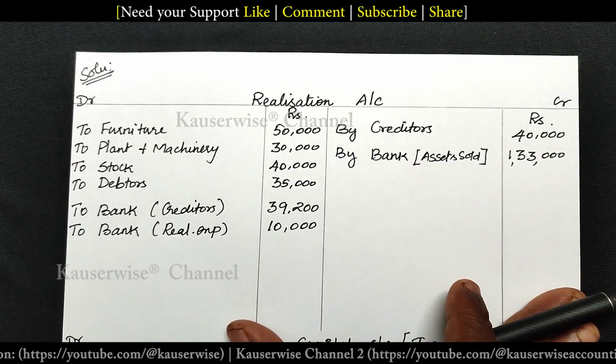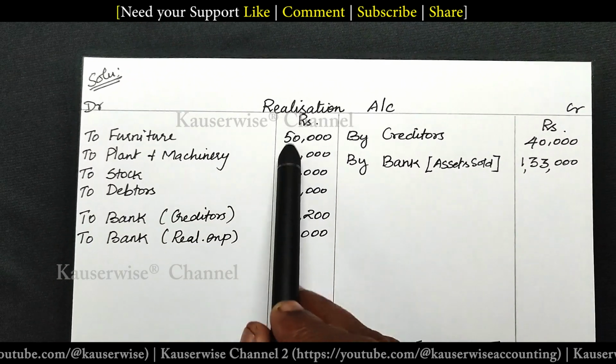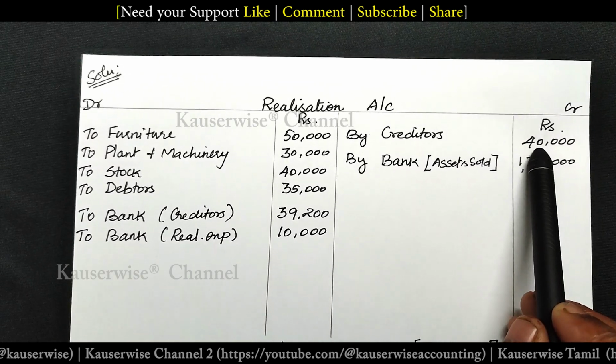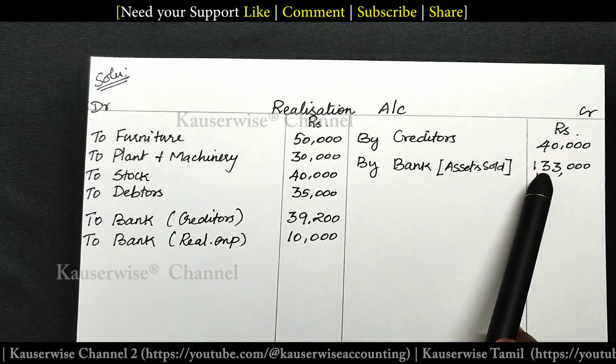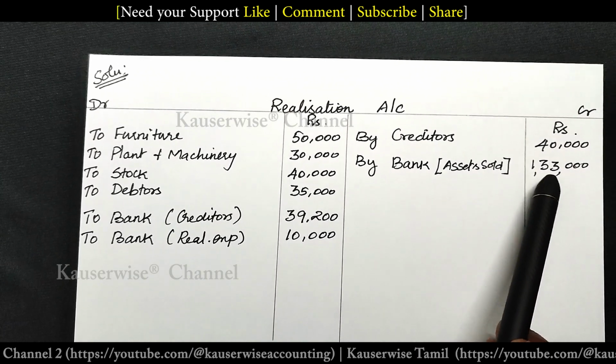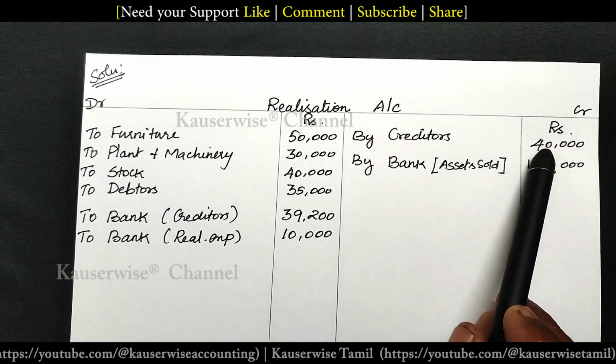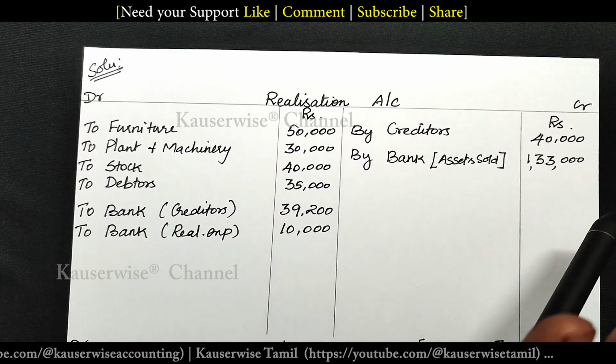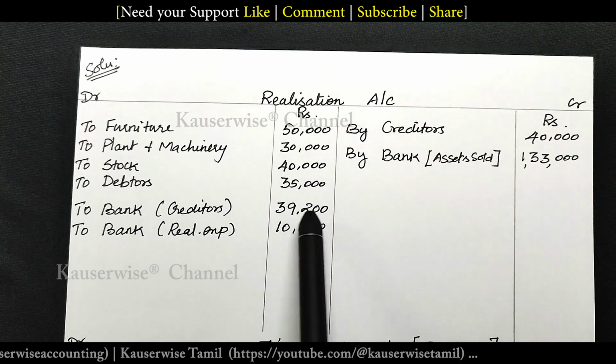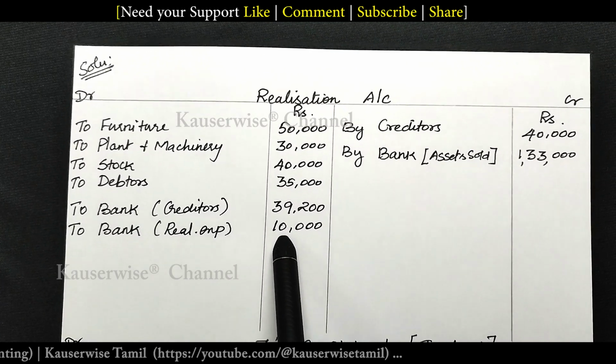So far we have done these things. We have transferred all the assets and third party liabilities, and we have entered the assets realized for cash, 1,33,000. And how much amount have we paid after allowing the 2% discount? 39,200 we have paid, and realization expense 10,000 paid.